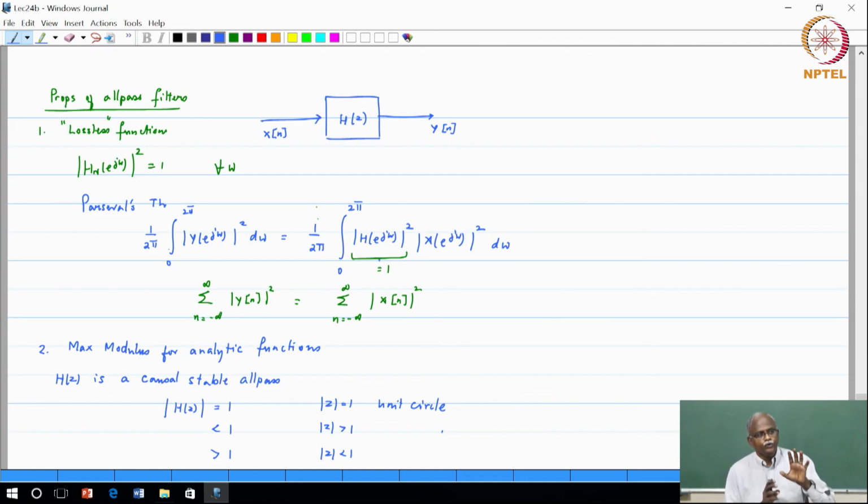Now, I want to just do a sanity check. Where are the poles of h of z? Inside the unit circle. So there will be points where the magnitude of h of z is going to blow up, which means it will be greater than 1. So that satisfies it. Inside the unit circle there will be poles which will cause it to blow up.